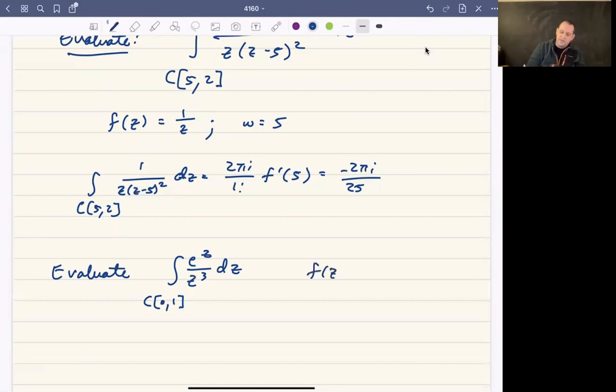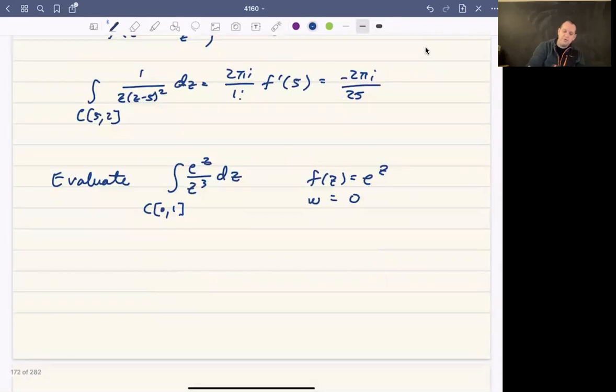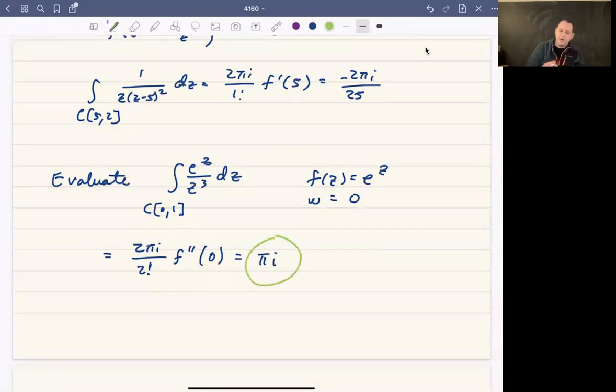Our function f of z is e to the z. Our w is 0 again. And this is now to the third power in the denominator, so that means it's going to be the second derivative. So this integral is going to be equal to 2 pi i over 2 factorial, which is 2, times the second derivative of f at 0. But the second derivative of e to the z is just e to the z, because the first derivative is e to the z, of course. So when we plug everything in, we get pi i, and that's the end of the story. So pi i is the integral here.